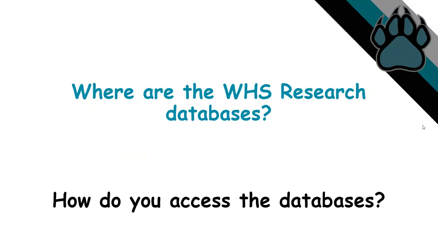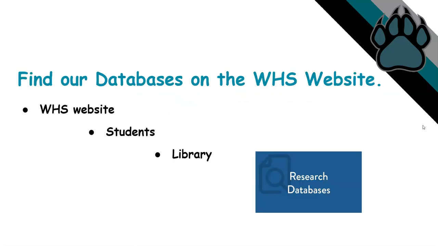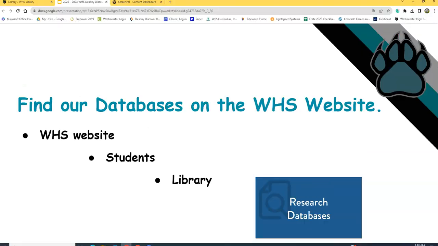Alright, so now you're probably thinking, well, where are these research databases? How do I get access to them? That's just what I'm going to show you. So you're going to find the databases on the WHS website. Now remember, this is not the public school website. This is the Westminster High School website. So you're going to go to the high school website, you're going to click on the student tab, and then you're going to click on the library tab, and then you're going to find this blue Research Database rectangle and click on it. I'm going to walk through with you right now on how to do it.